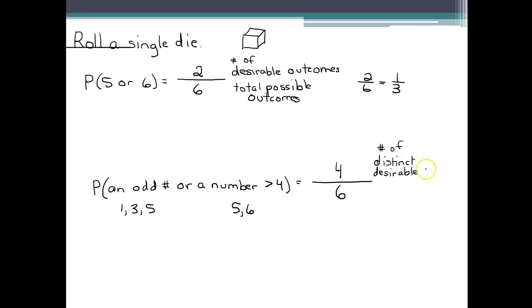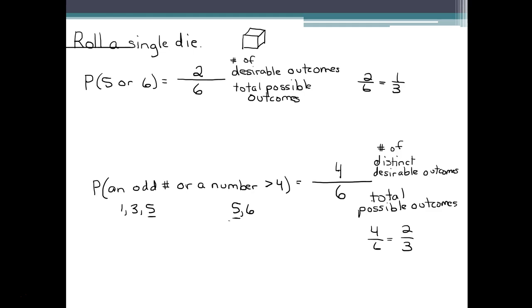So that's the number of distinct desirable outcomes. Even though 5 shows up twice, we don't count it twice. Over 6 total possible outcomes. And then 4/6 reduces to 2/3. So every 3 times you roll the die, 2 of those times it should show up as an odd number or a number greater than 4. Okay, so those are examples of some "or" questions.